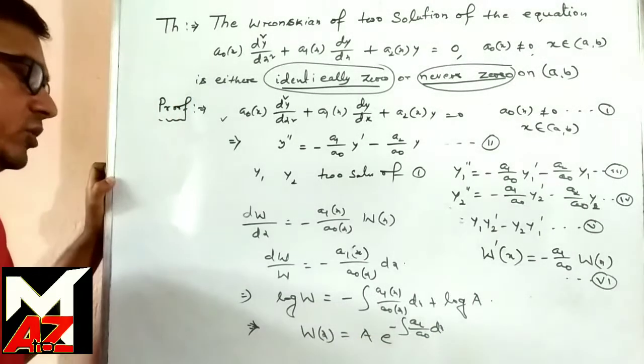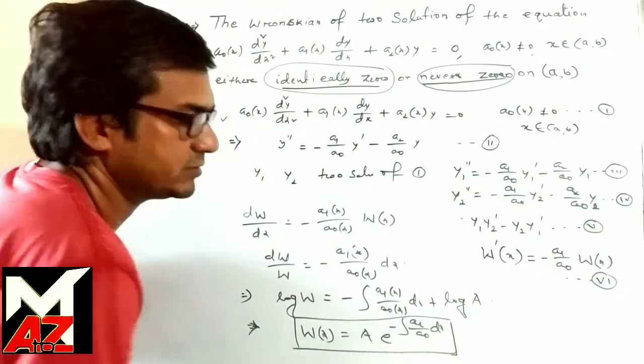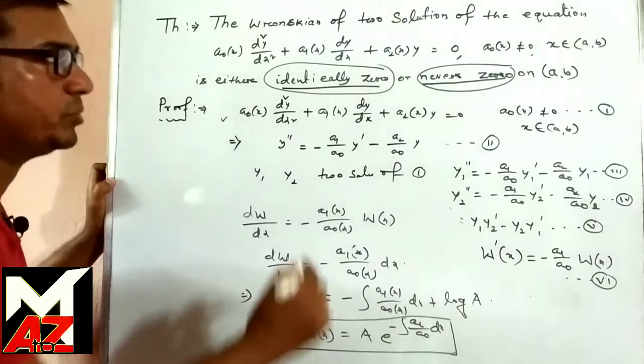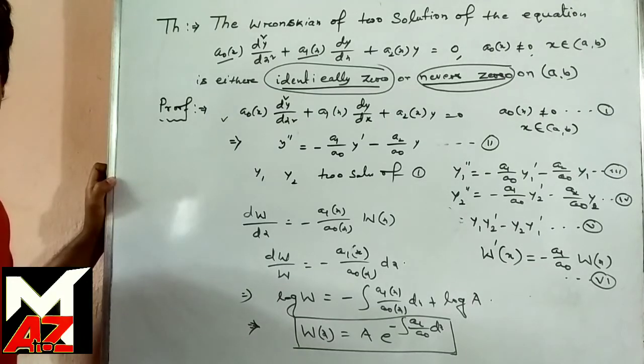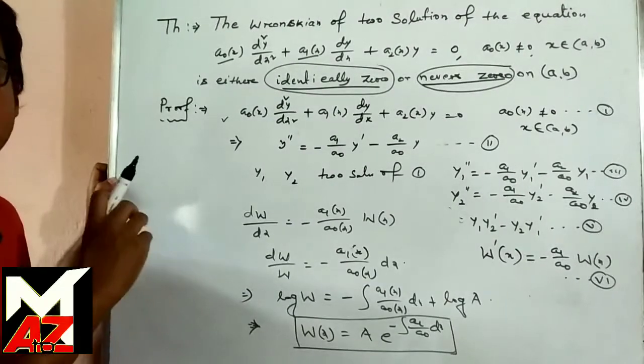Okay, and this is the value of the Wronskian, where a0, a1 are known coefficients from the differential equation. Okay, and this is also an important deduction of the Wronskian.